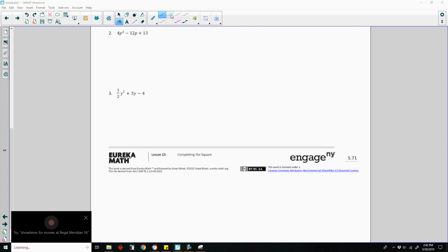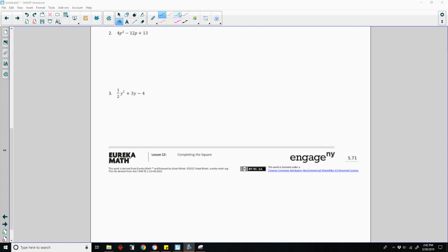Okay, number 2. First thing I'm going to do is, didn't I change that to green? Everybody see that? Did y'all see that? I changed that to green, and it stayed.